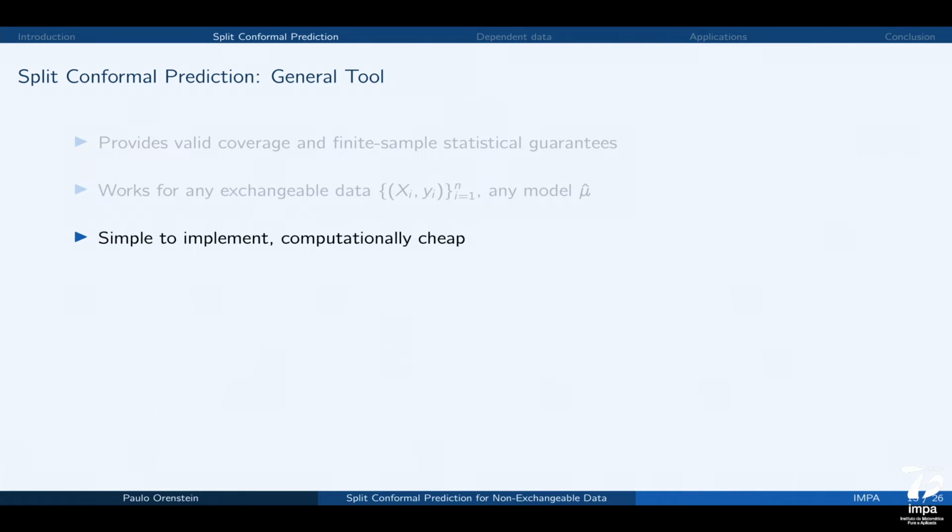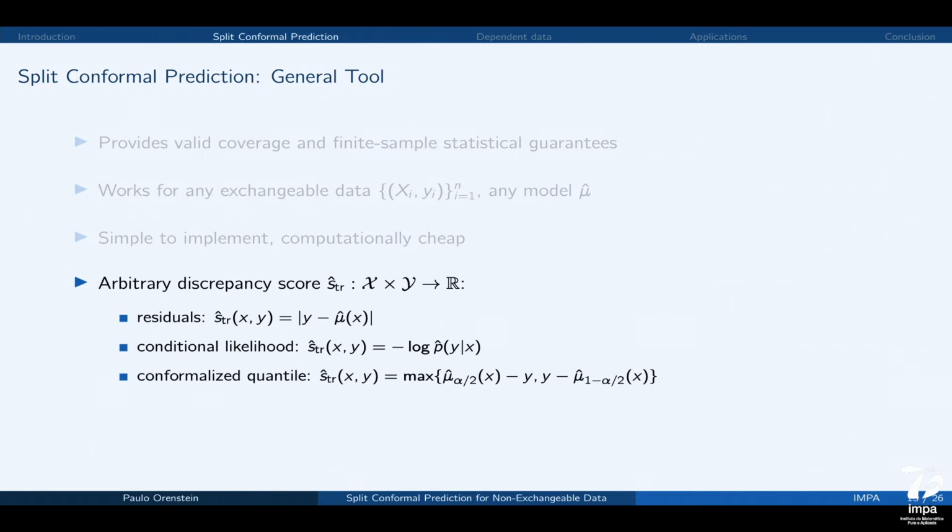It's simple to implement. This is important. It's computationally cheap, so it's not very hard for someone to run this algorithm. And there are further degrees of generality here, actually. I didn't mention much about the discrepancy score. How do you choose this S-hat function? I ask you to think of it as a measure of error. Well, you can pick your favorite measure of error according to your problem. It could be the residuals, it could be the conditional likelihood. It can even be a conformalized quantile. So we're free here to pick basically what we want.